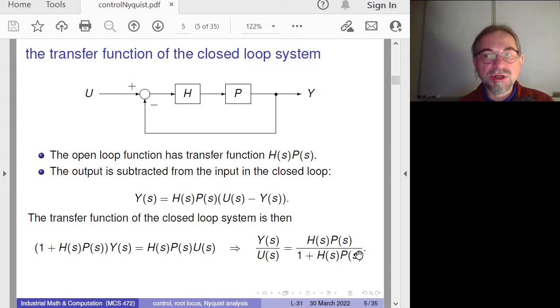When we have feedback, we subtract the output from the input and feed this back to the system. So we have the transfer function of the open loop system. With the open loop system, we don't have the minus y of s sitting there, but when we do feedback, we have the minus of the output, so we subtract the output from the input. Then we rearrange the terms so that at the left we have the output terms, at the right we only have the input, and then the output over the input is the expression for the transfer function of the closed loop system.